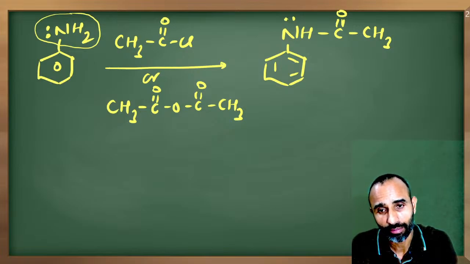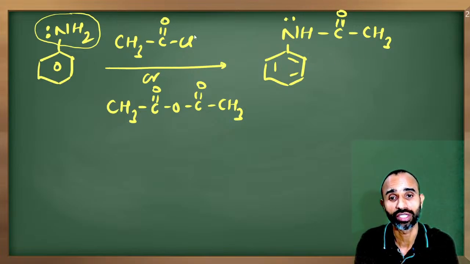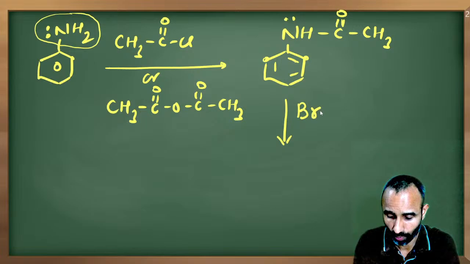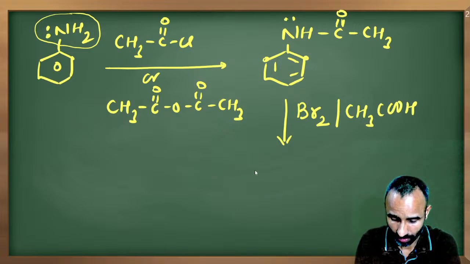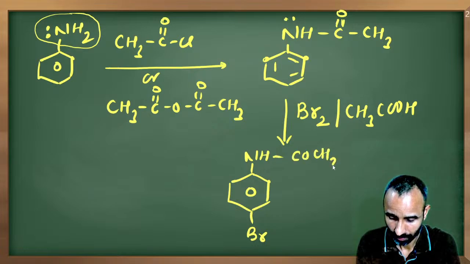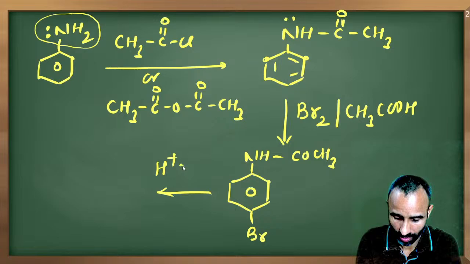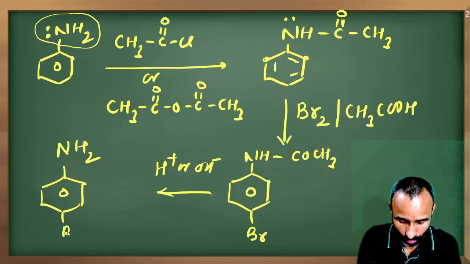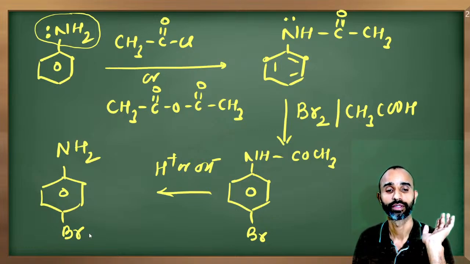At the same time, it has steric hindrance at the ortho position, and therefore if we do bromination in acetic acid, we get para product only. And which on acid or base hydrolysis we get 4-bromoaniline. That is the product formed.